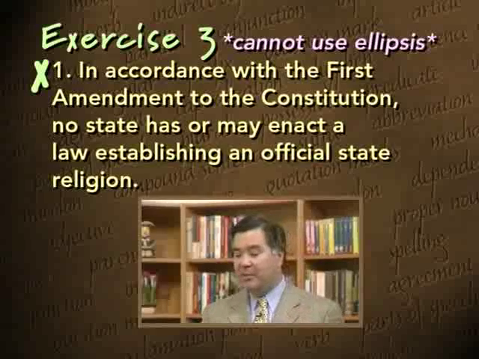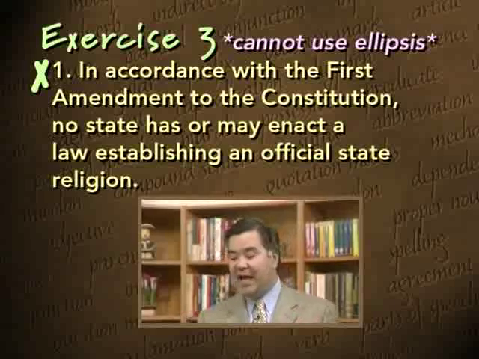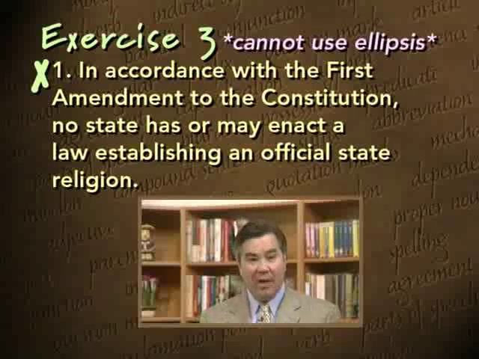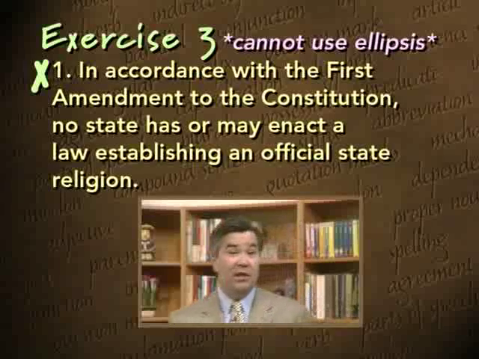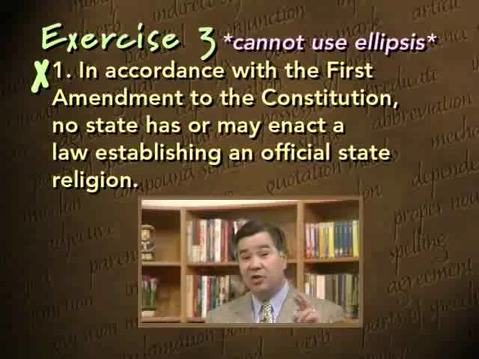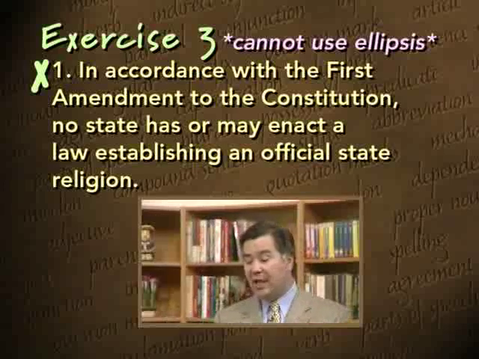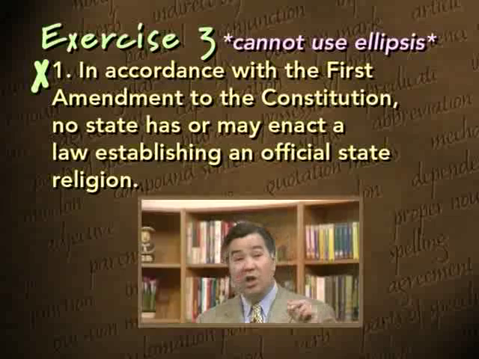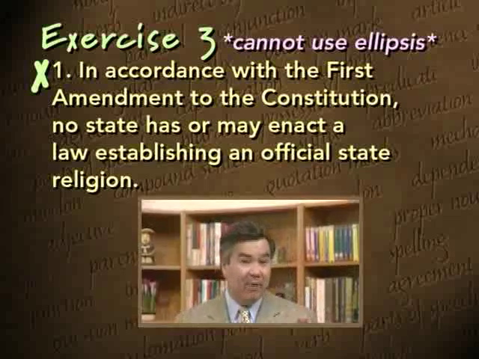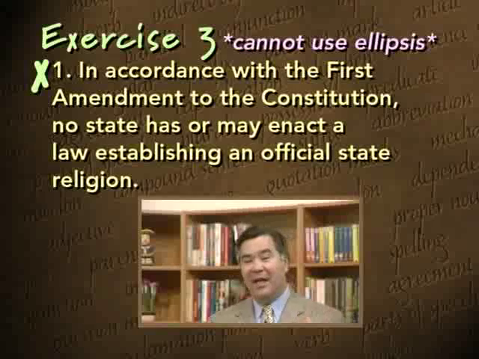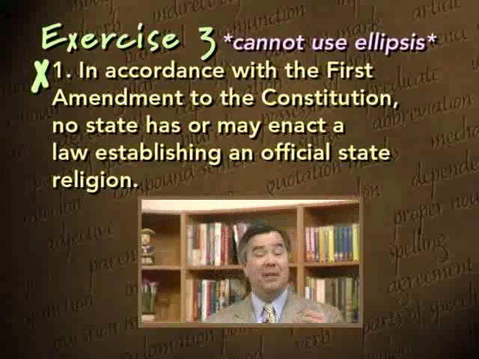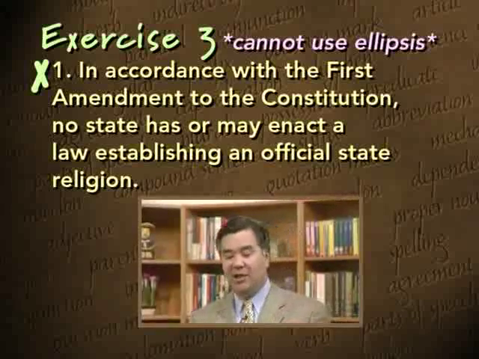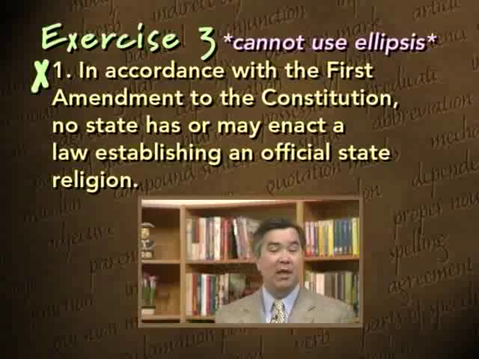In accordance with the First Amendment to the Constitution, no state has or may enact a law establishing an official state religion. Okay, the author is talking about the First Amendment to the Constitution and is saying that as a result, two things have happened. One is that no state has enacted a law establishing an official state religion, and second, no state may enact such a law. Okay, but rather than repeat the verb enact, the author is trying to use ellipsis to eliminate the first enact, and so he has written, no state has or may enact a law establishing an official state religion. But remember the test.